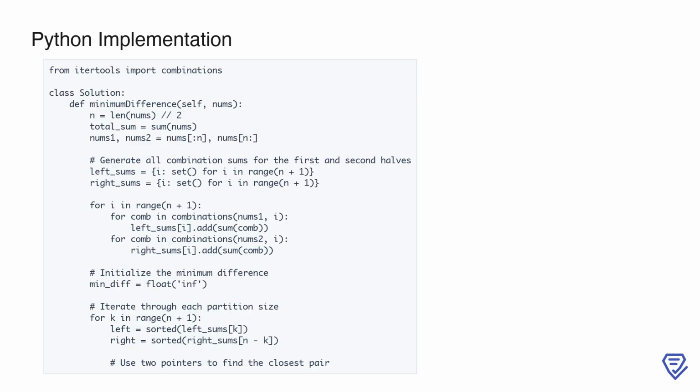At this stage, we also initialize the min_diff variable to infinity, which will be updated as we iterate through possible partitions. Finally, for each partition size k, we sort the subset sums for that size from the left half and for the complementary size from the right half. This sets the stage for using a two-pointer approach to find the closest pair of sums.